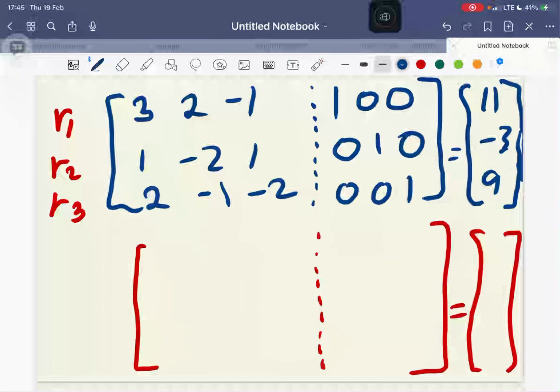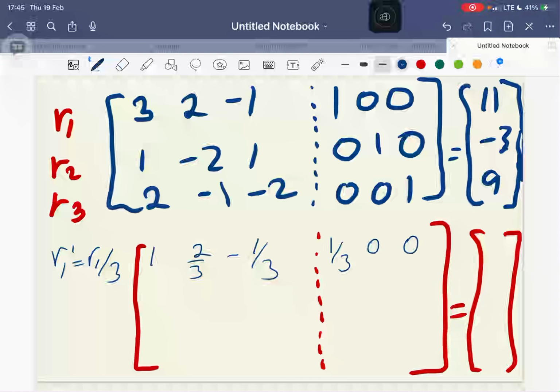So our operation here will be such that our new row 1 is going to be the old row 1 divided by 3. So we have 3 divided by 3, 1. The 2 here, we have 2 over 3. Minus 1 is minus 1 over 3. And the 1 here, we have 1 over 3. 0 over 3 is 0. 0 over 3 is 0. 11 over 3, we have 11 over 3.